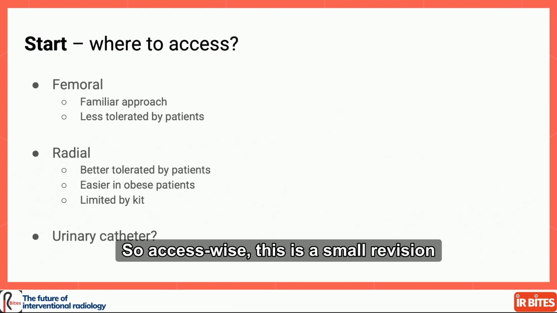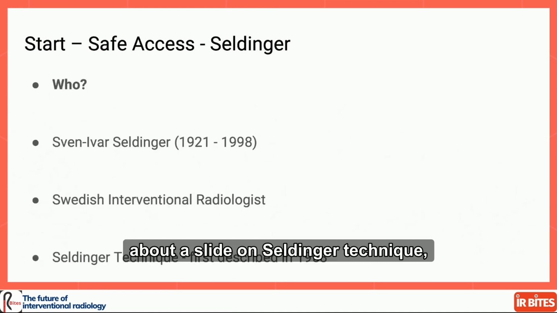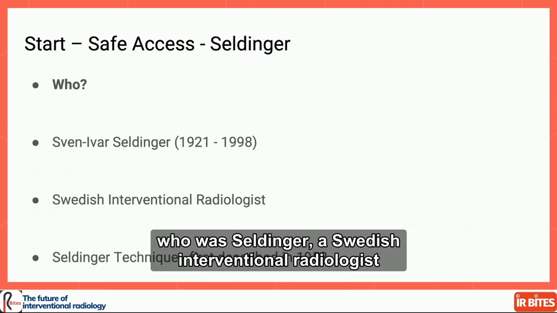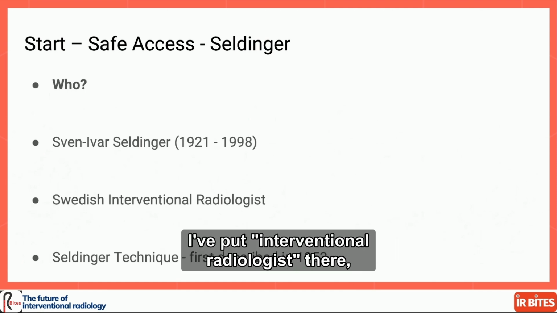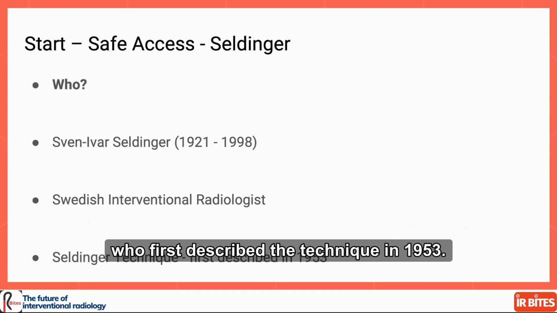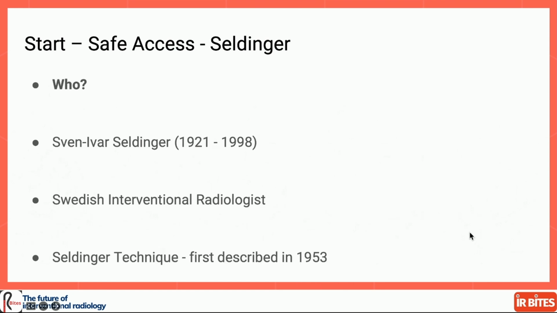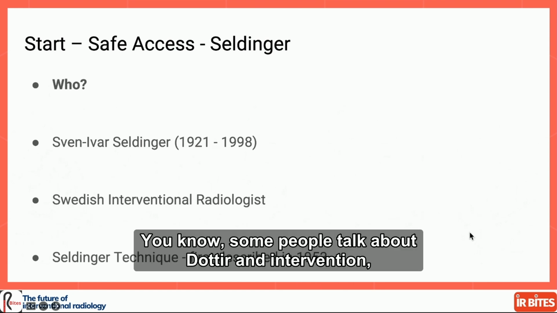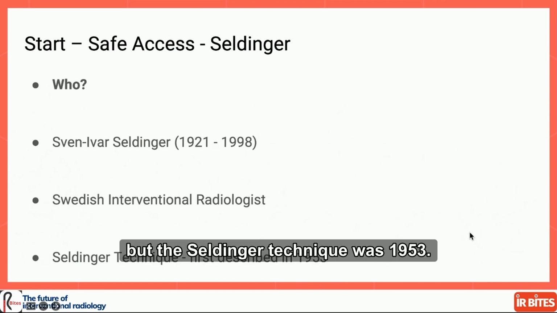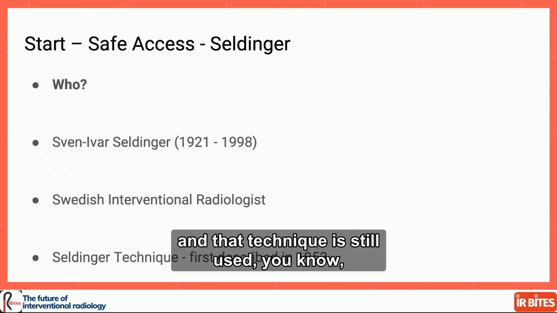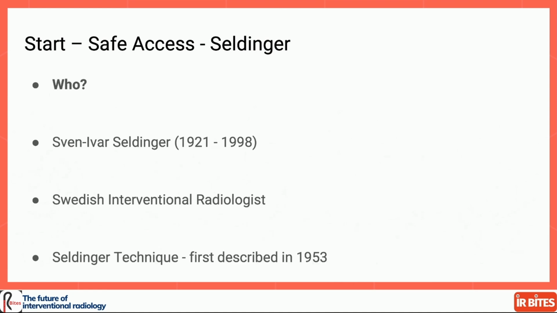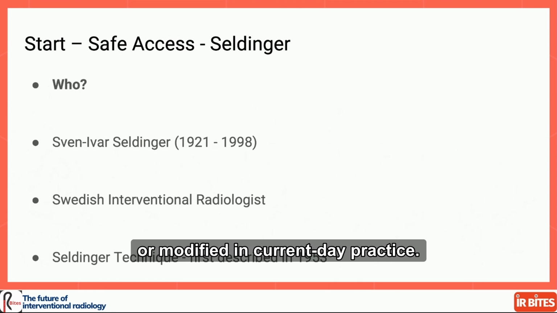So access-wise, this is a small revision about a slide on Saldinger technique. Who was Saldinger? British interventional radiologist, who first described the technique in 1953. Some people talk about Dotter and intervention, but the Saldinger technique was 1953. So we're going back a long time, and that technique is still used, or modified, in current day practice.